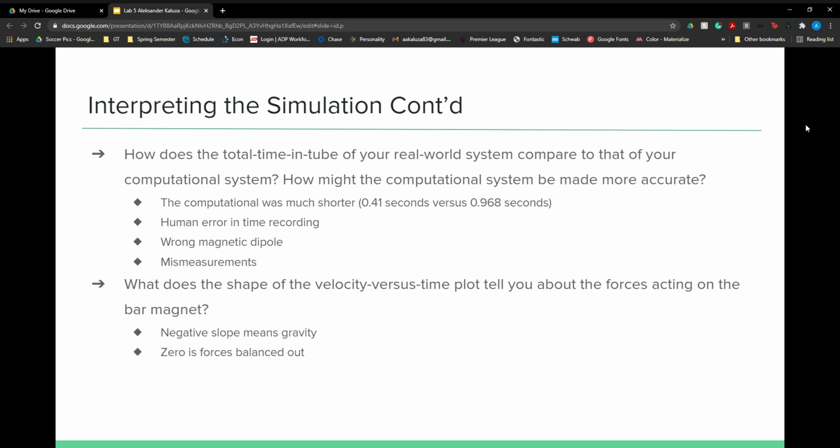A negative slope means that gravity is acting on the magnet. And then when the slope is 0 of the velocity versus time, we know that the forces are balancing out, slowing the velocity of the magnet.